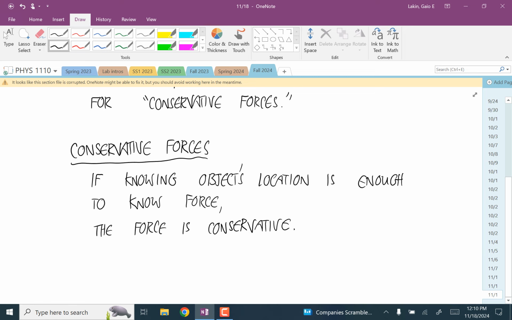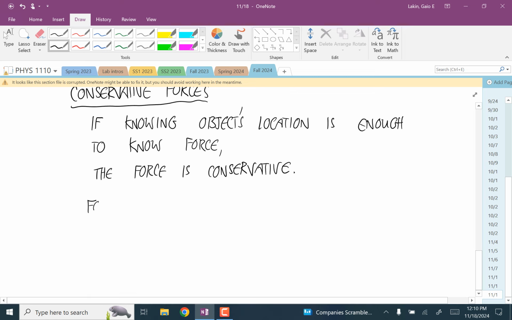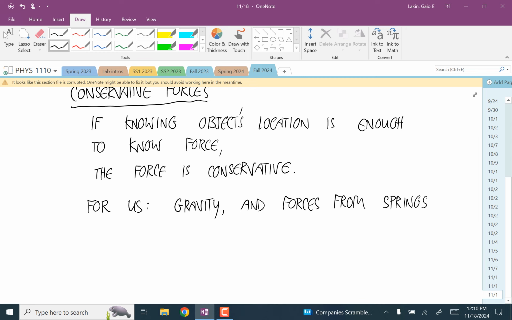For us, there are only two of these conservative forces we have to worry about. And those are gravity, weight, and forces from springs. Okay, so let me try to point out how these work.